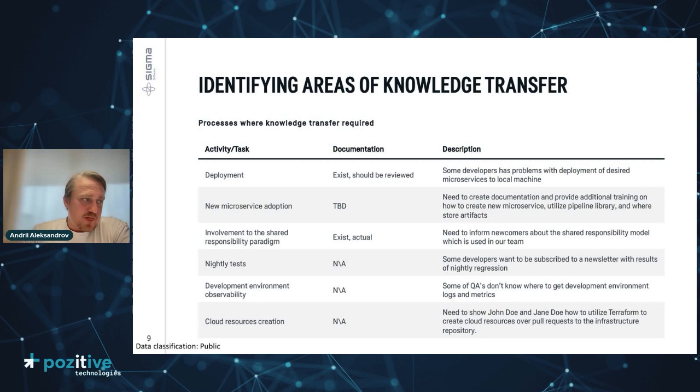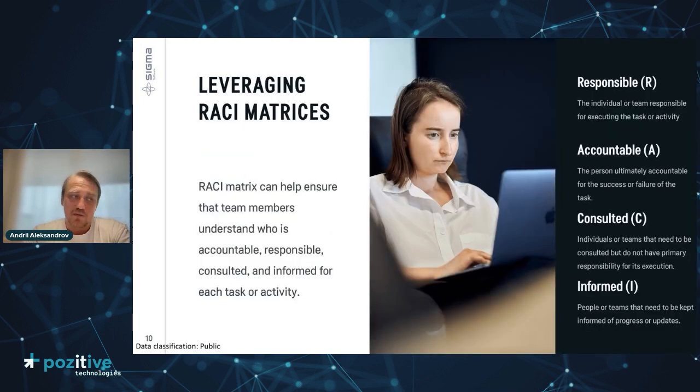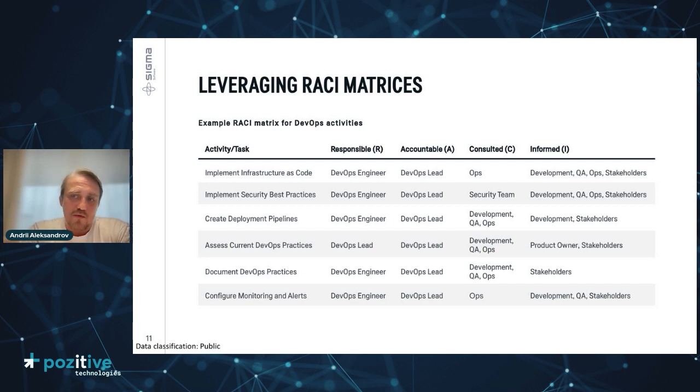So what else could we utilize to understand our gaps and our areas of knowledge transfer? First of all, I want to remind you of the well-known management instrument called RACI matrices. Responsible, accountable, consulted, informed. This is a well-known instrument which describes the roles and responsibilities on the project. So how can it help us in identifying all this stuff?